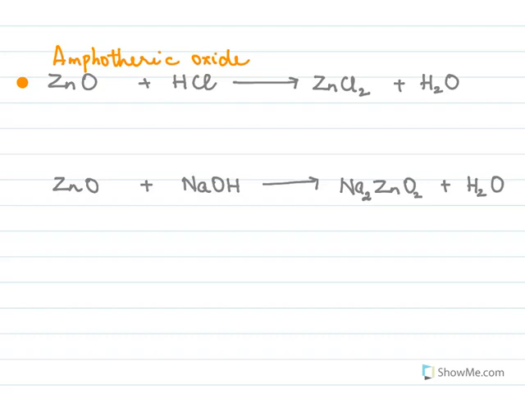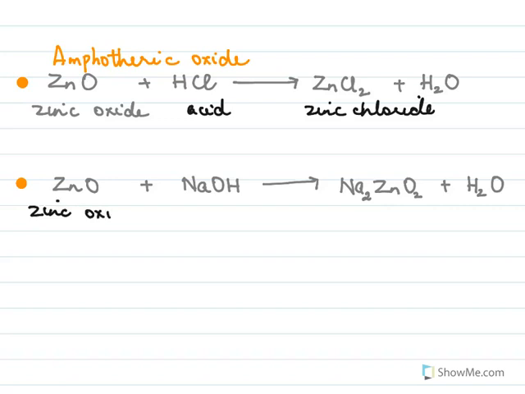Here is another example of an amphoteric oxide. An amphoteric oxide is an oxide that reacts with both acids as well as bases, and this is zinc oxide. And if you see, zinc oxide reacts with this acid, hydrochloric acid, to give you the salt zinc chloride. It also reacts with a base. So you have zinc oxide with this base, sodium hydroxide, to give sodium zincate.